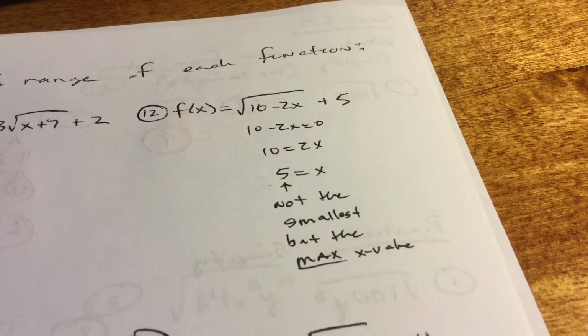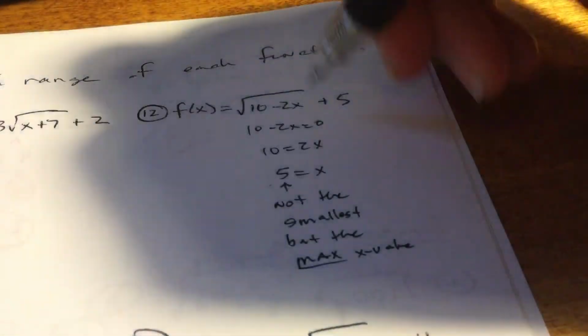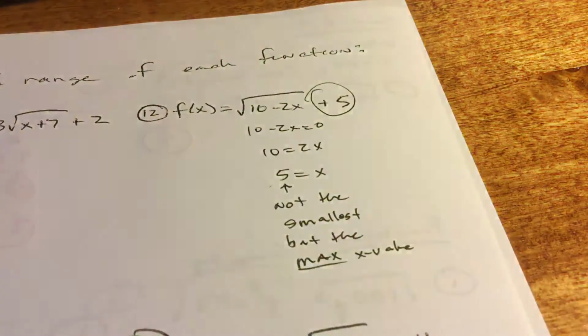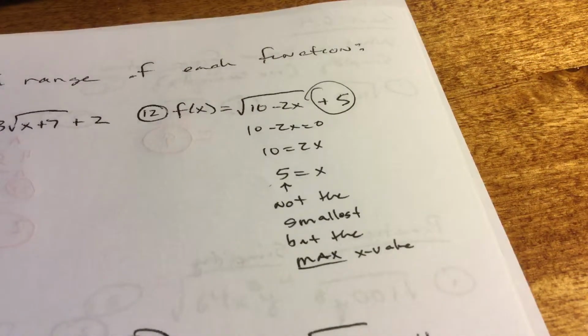So when you write the domain, it's going to be x is less than or equal to 5. And the range is going to be the same thing. There's no negative on the outside. If there's a negative on the outside of the square root, that's the maximum y value, not the smallest. So the range is going to be y is greater than or equal to 5. Again, we'll talk about it when I get back.